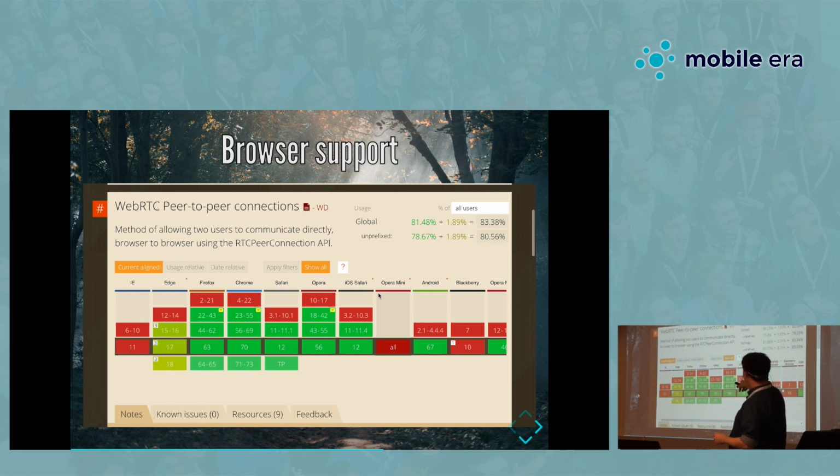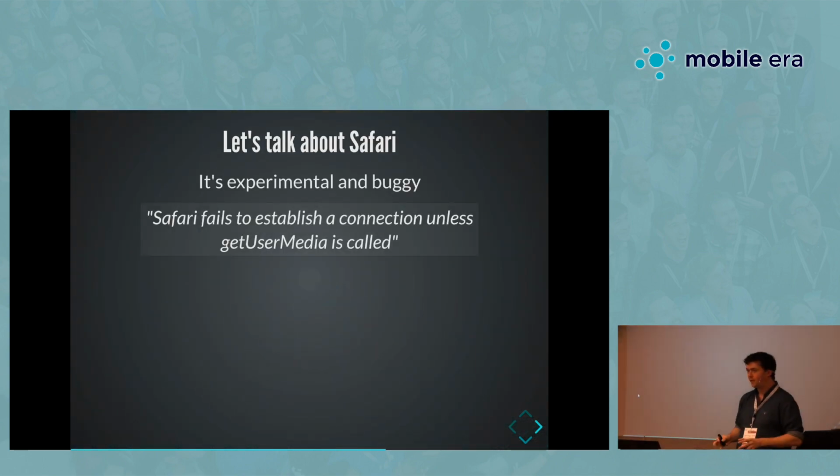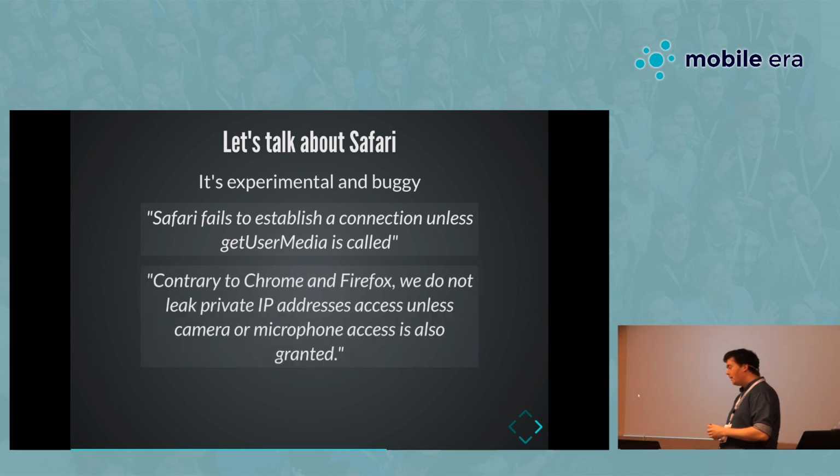However, like you see there that iOS Safari, it's green. Like, that's a lie. Let's talk about Safari for a moment. While I was doing this presentation, I kept looking over the bug trackers for all of the major browsers and what's happening there. And the Safari implementation, it's experimental and buggy because it's really recent. Like it came out in the last year, as far as I remember.